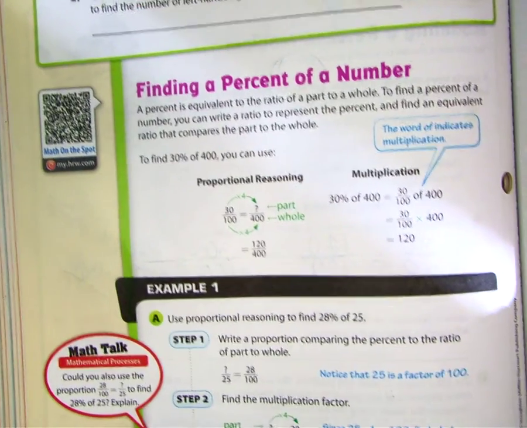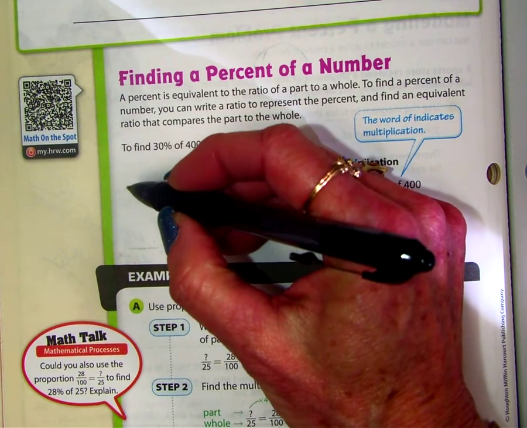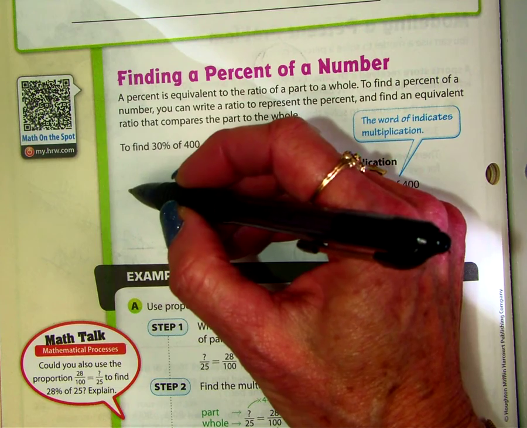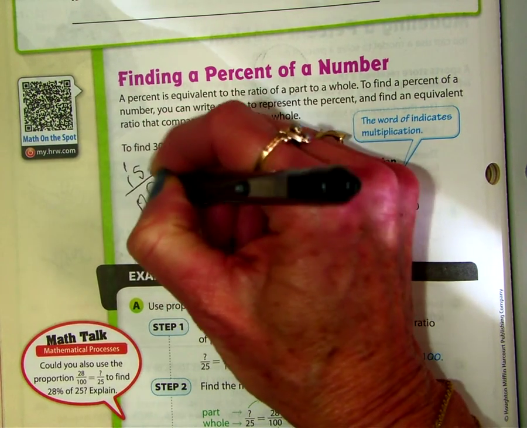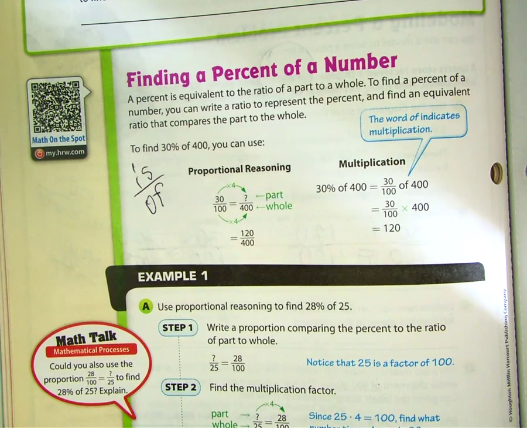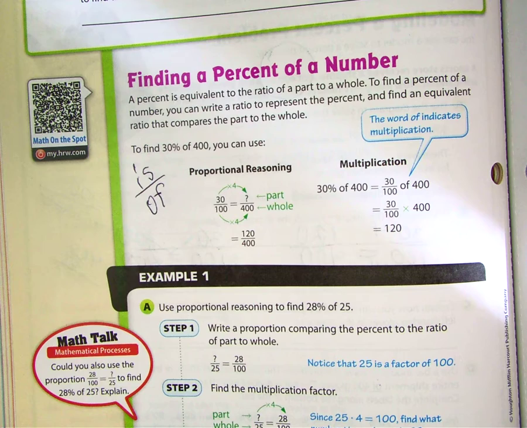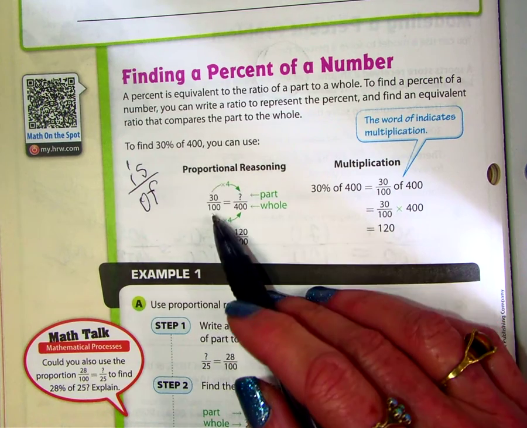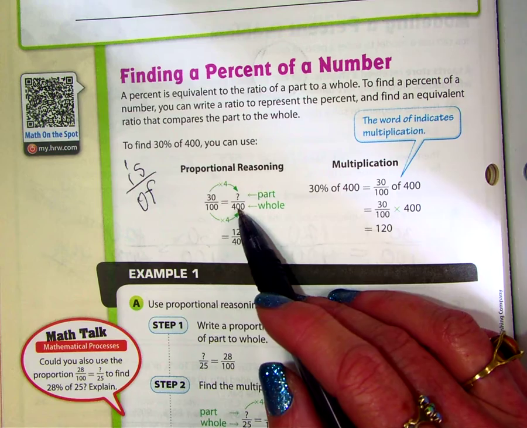And we're going to go finding percent of a number. And what are we going to write first? What's our ratio of the day? What's our words? Is over of, again. Numerator, denominator. And we're finding percent of a number, 30% of 400. They're just showing you again what we did to solve.